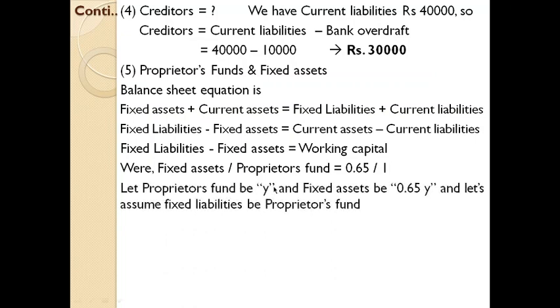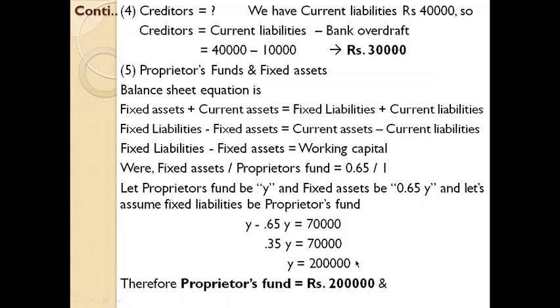So let us assume that fixed liability be proprietor's fund. By substituting these variables in the equation, fixed liability Y minus fixed assets 0.65Y equals working capital 70,000. By solving that, you will get Y as 2 lakhs. We assumed Y as proprietor's fund, so the proprietor's fund is 2 lakhs. And as we assumed fixed assets is 0.65Y, fixed assets is 1,30,000, that is 2 lakh into 0.65. So now you have proprietor's fund and fixed assets.